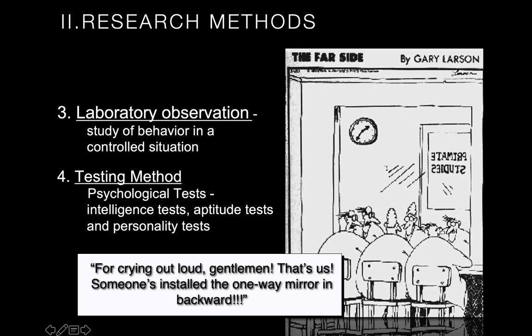You control the environment. Now, the testing method involves the use of psychological tests. There are intelligence tests, which measure general learning ability. There are aptitude tests, which measure people's character traits and temperament. And like an example there, you can use these to tell if people are more socially outgoing or aggressive, or you can diagnose psychological problems like anxiety or depression.